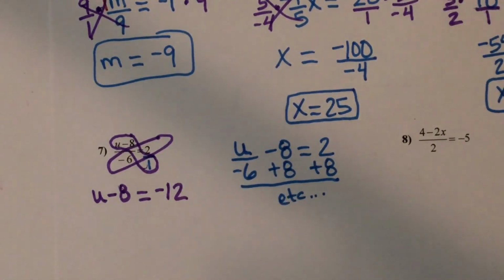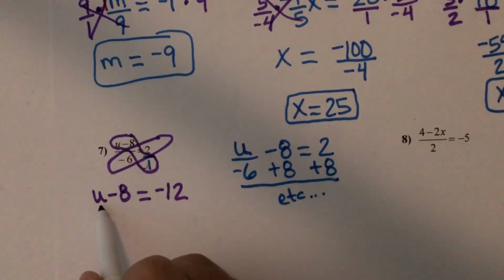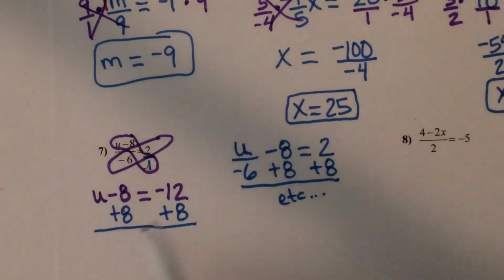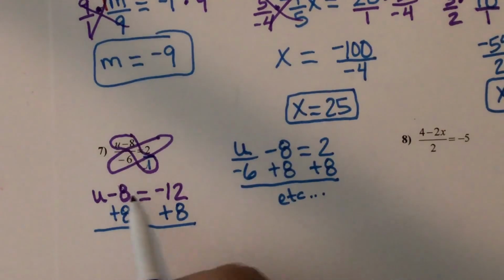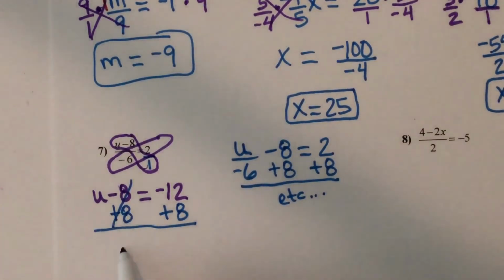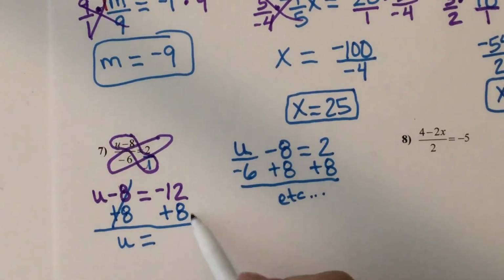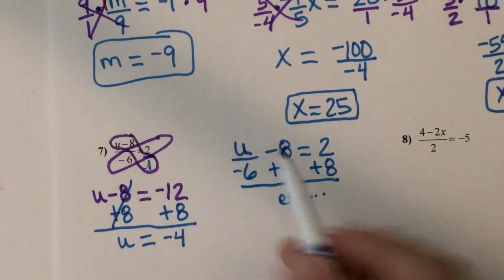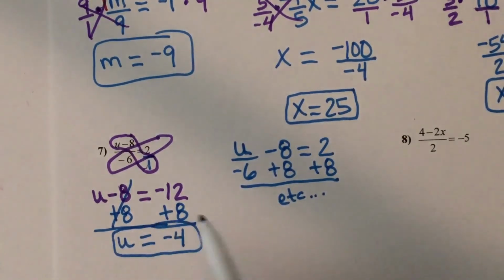Now it's a very simple problem. Your goal is to get the variable by itself. So the minus 8, I zero that out by adding 8 to both sides. So negative 8 plus 8 is 0. Shoop, it's gone. Bring down the u, bring down the equals, and then negative 12 plus 8 makes negative 4. Since I have a negative and a positive, I subtract, take the sign of the bigger, and that's my answer.